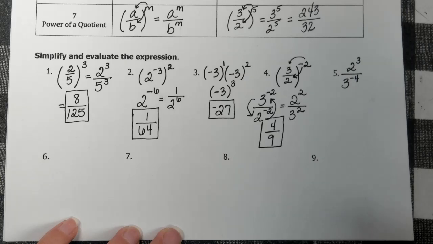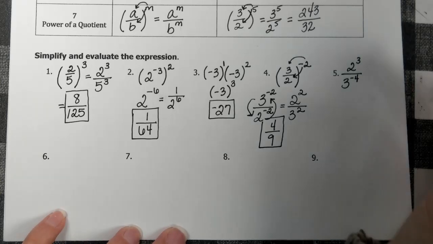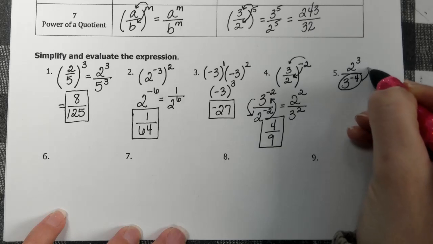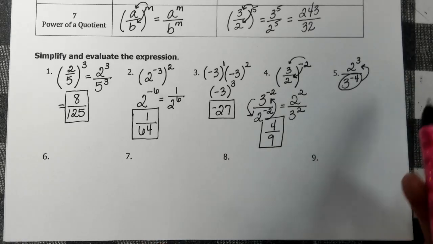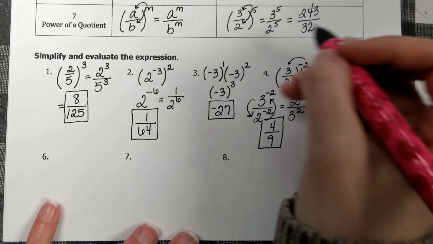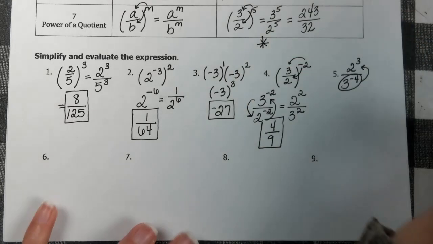Okay, what do you do first? Bring up the negative. So this negative exponent tells me it's in the wrong spot. I should bring it up. Now, do I need to bring 2 to the third power down? No. Why? It's already positive. So I'm going to make a note here, and this is where people make mistakes.